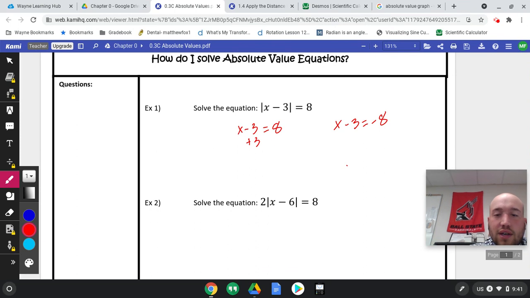Okay, now we add 3. Add 3, we get x equals 11. Add 3, we'll get x equals negative 5. So 11 minus 3 is 8. That works. Negative 5 minus 3 is negative 8. That would also work. So we have our two answers and we're done.